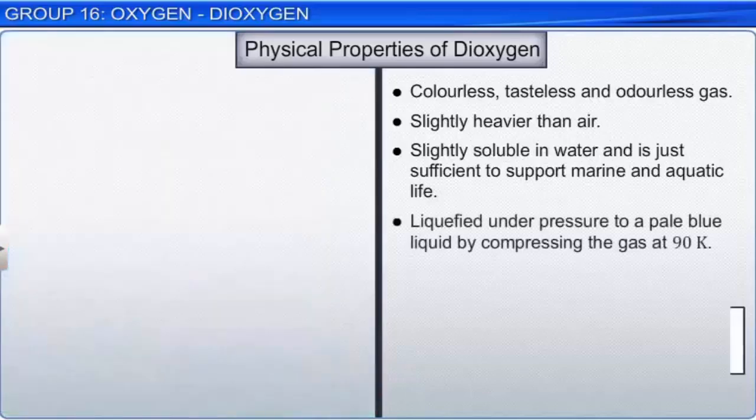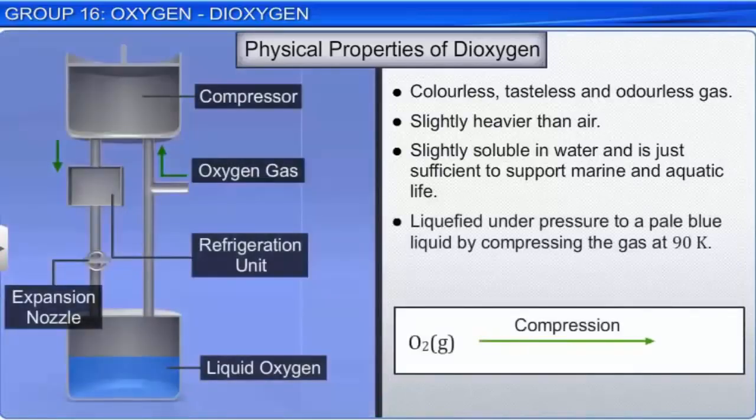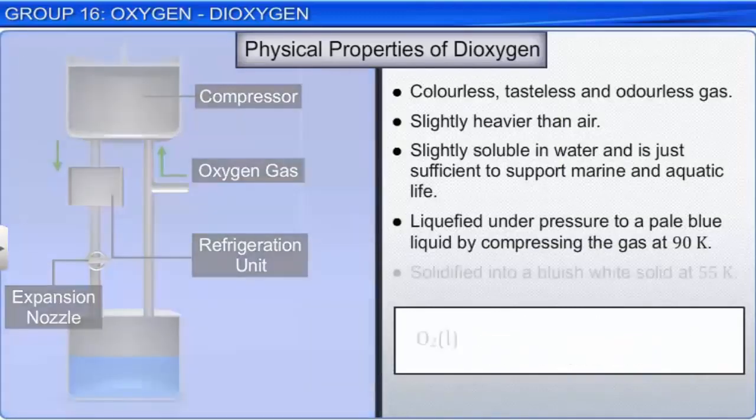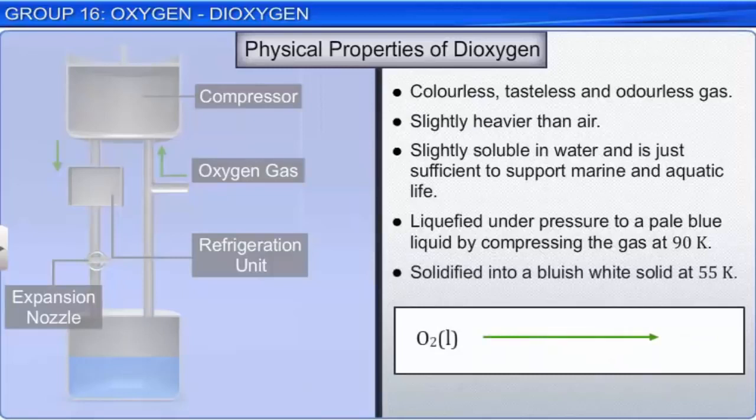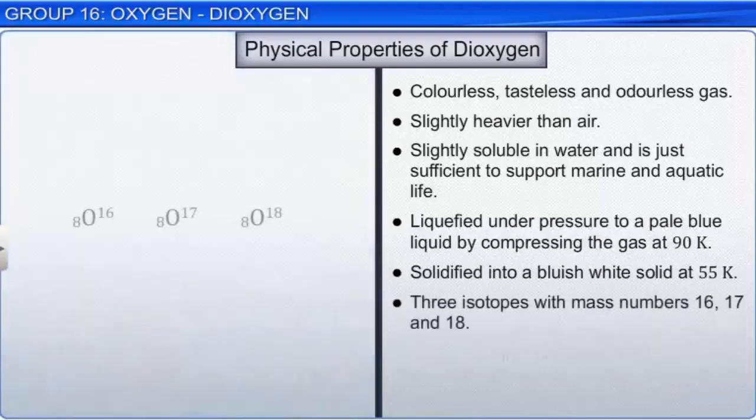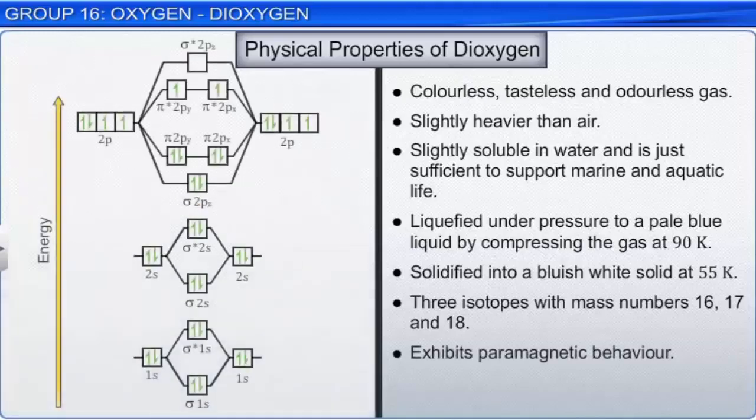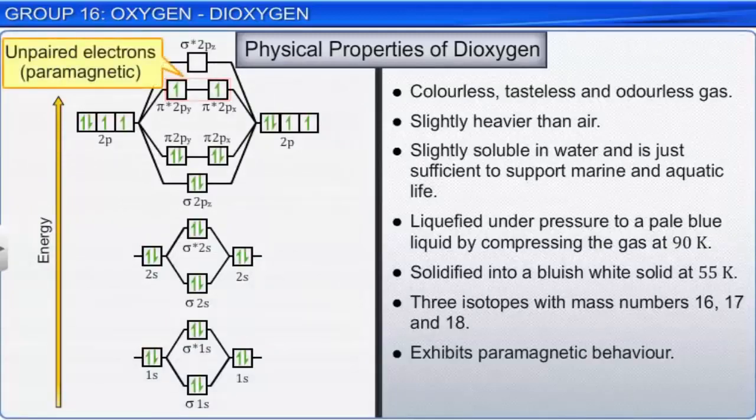It can be liquefied under pressure to a pale blue liquid by compressing the gas at 90 Kelvin. It can also be solidified into a bluish-white solid at 55 Kelvin. It has 3 isotopic forms with mass numbers 16, 17, and 18. In spite of having an even number of electrons, dioxygen exhibits paramagnetic behavior. This property can be clearly explained by the molecular orbital structure of the dioxygen molecule.